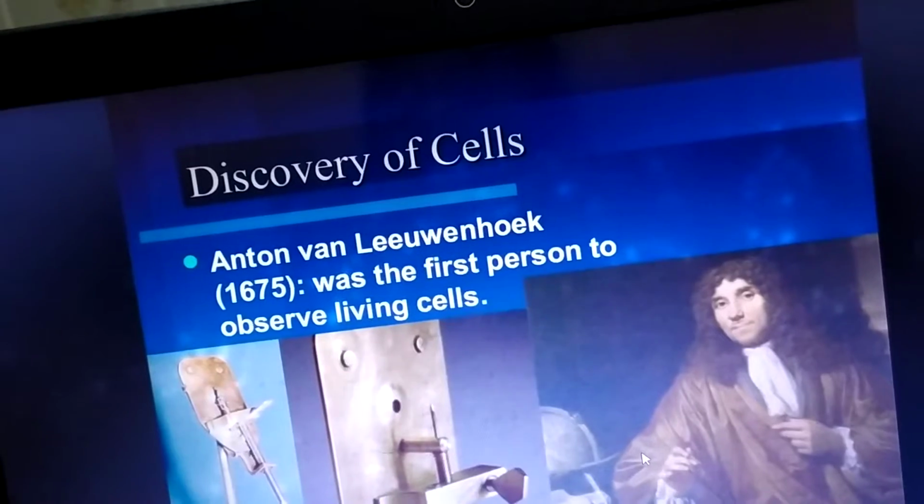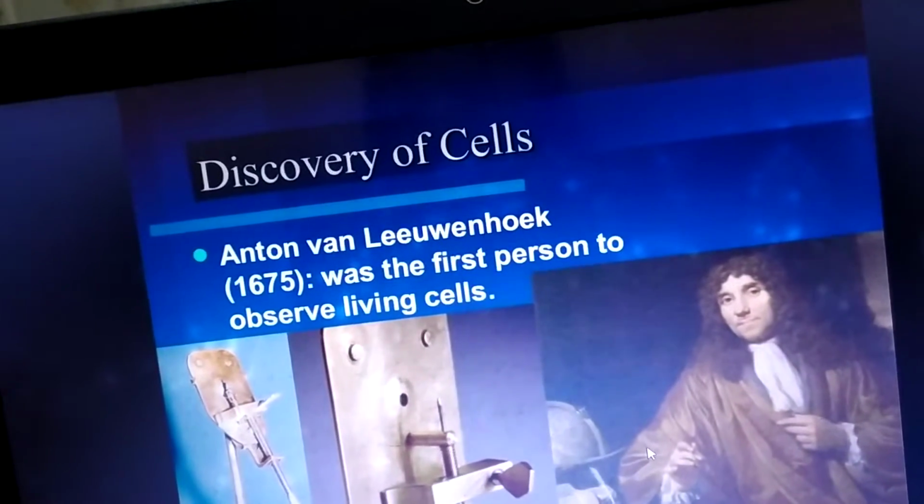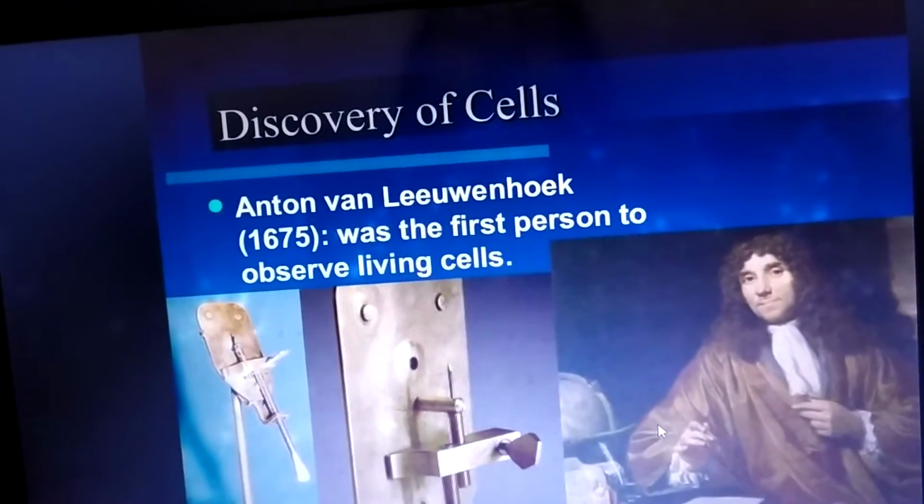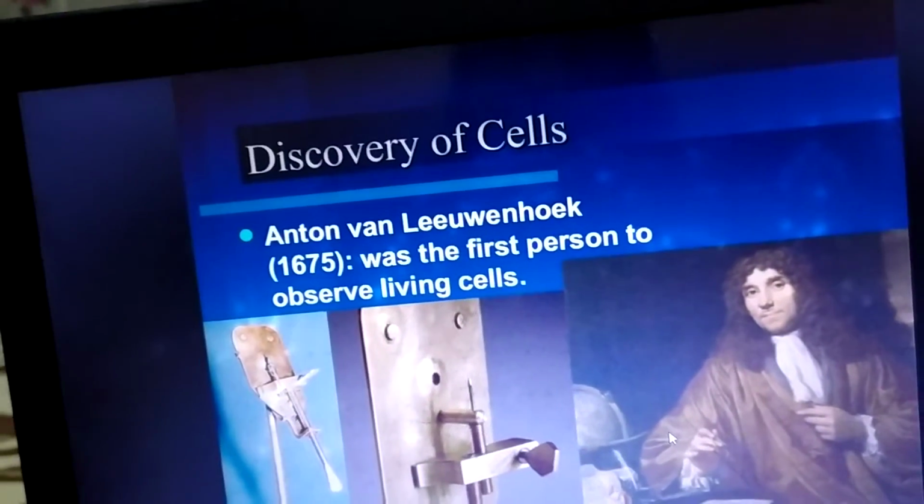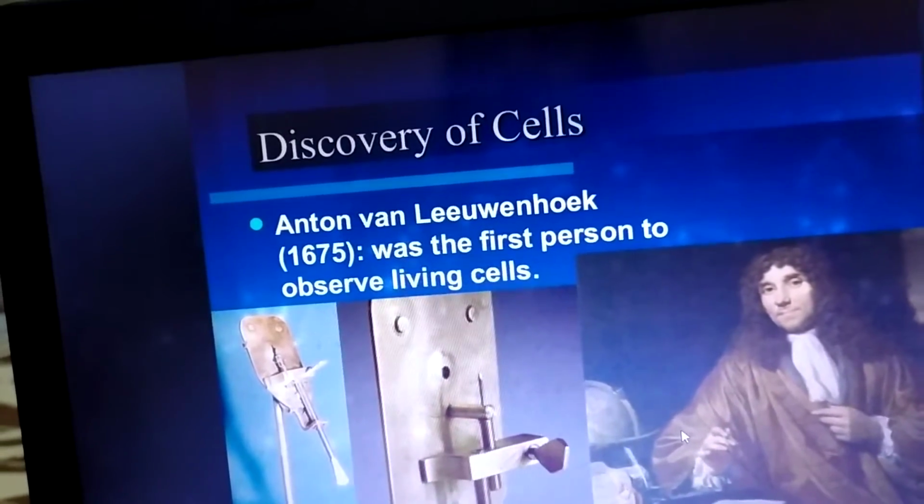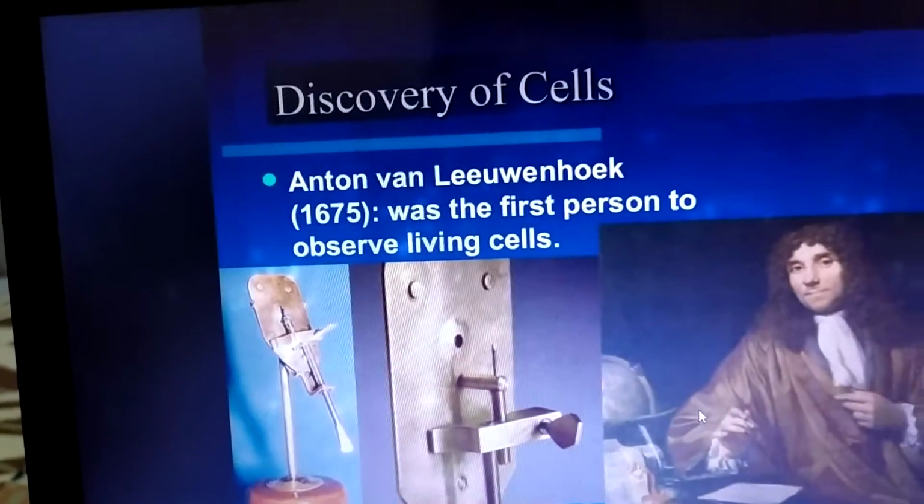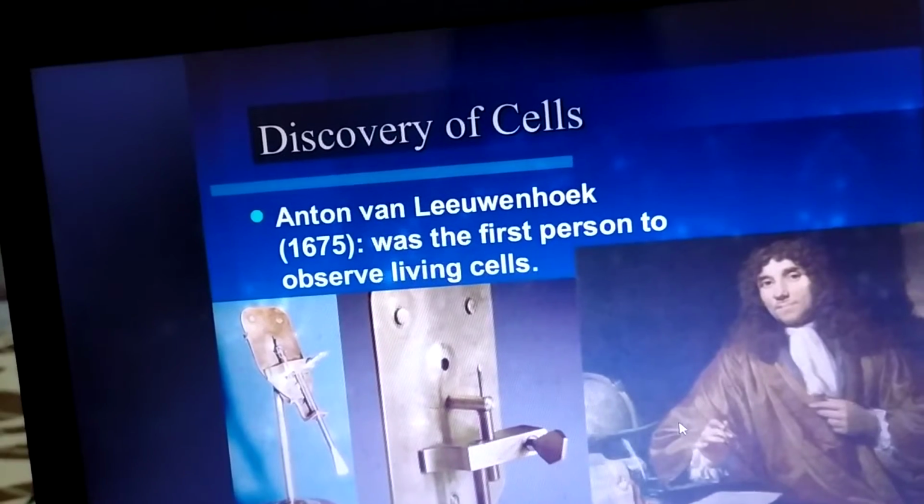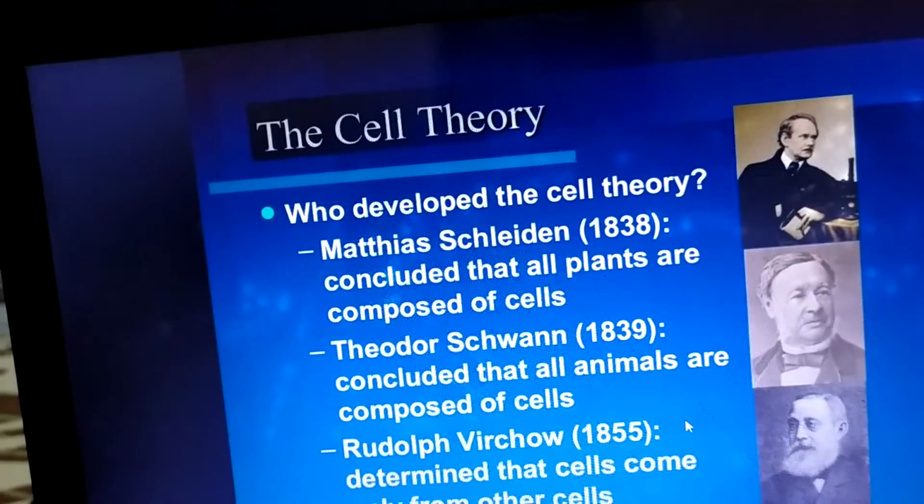Antony van Leeuwenhoek was the first person who observed a living cell. He proved that living organisms have cells. All the living organism's organs are made up of cells. So we say that the cell is the basic functional unit of life.